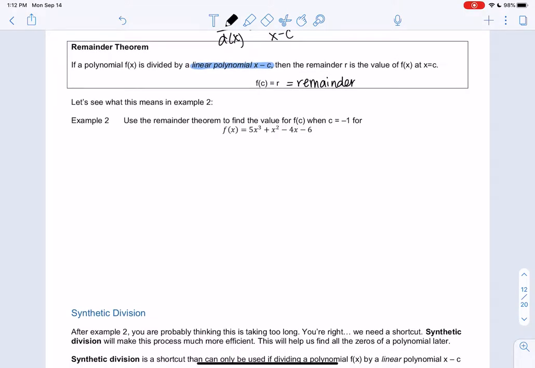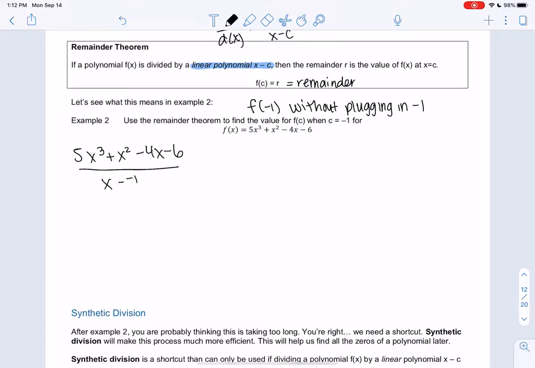In my first example, we're going to use the remainder theorem to find f of c when c is negative 1. Essentially, we're going to find f of negative 1 without plugging in negative 1. Why would we do this? We'll see this a little bit later, but it will have a purpose even though it takes longer than plugging in. So the trick is to do the function 5x cubed plus x squared minus 4x minus 6 divided by x minus c, which would be x minus negative 1, or x plus 1 in this example.